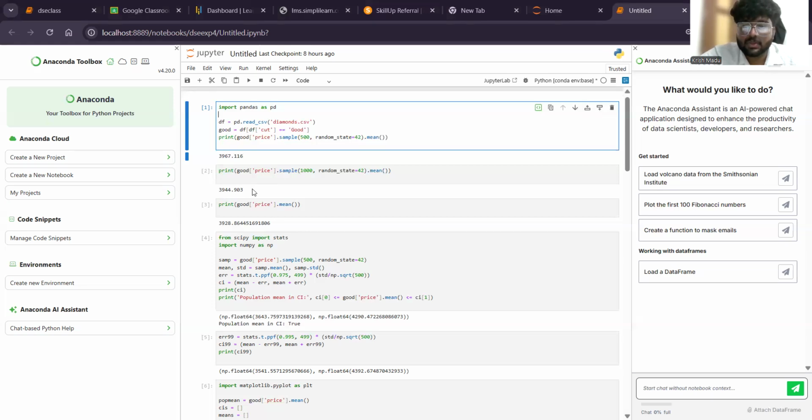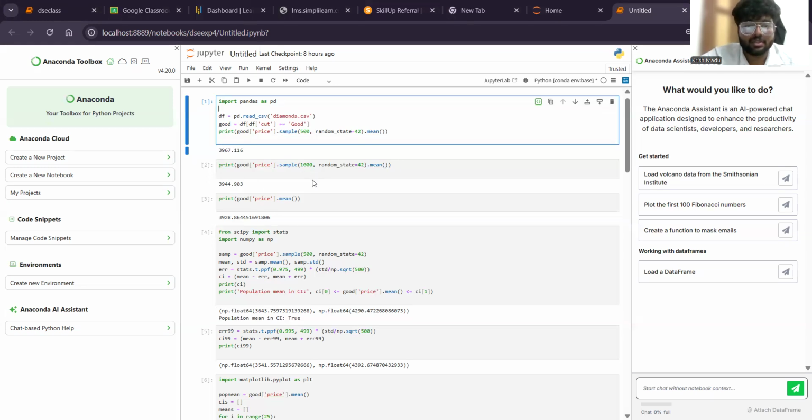The third question is to calculate the population mean for the price column. So we are using all rows where the cut is Good, and we are finding the mean of the price column for the entire filtered data to calculate the population value. This is the third question.